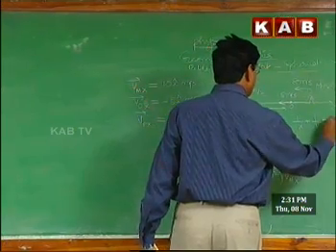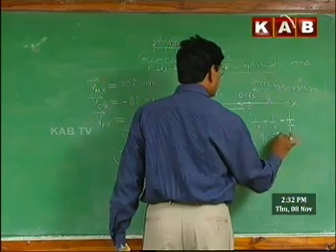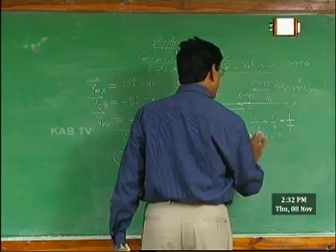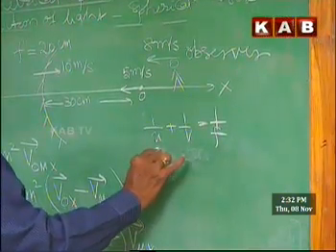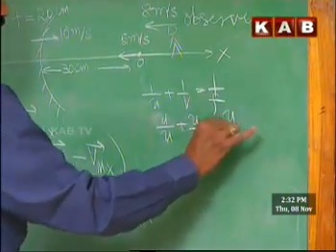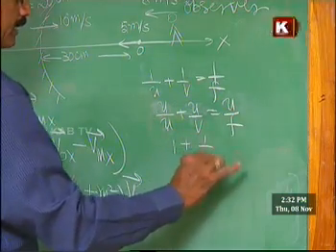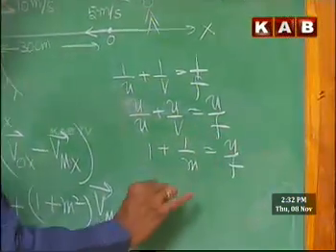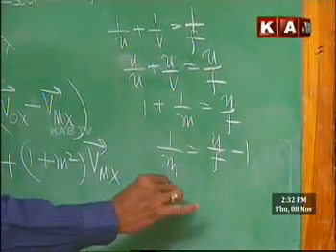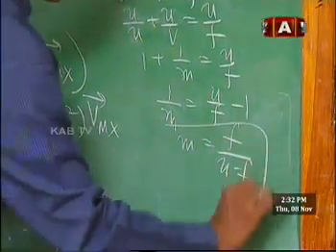Plus 1 by v is equal to 1 by f, or u by v plus u by u plus u by v is equal to u by f, and 1 plus 1 by m is equal to u by f, or 1 by m is equal to u by f minus 1, and m is equal to f by u minus f.